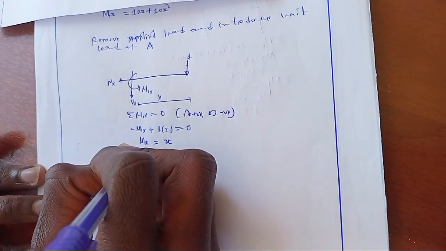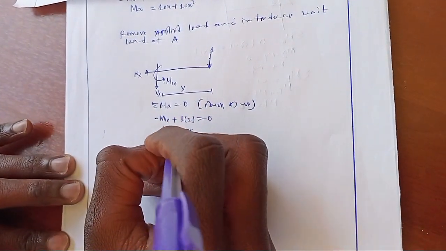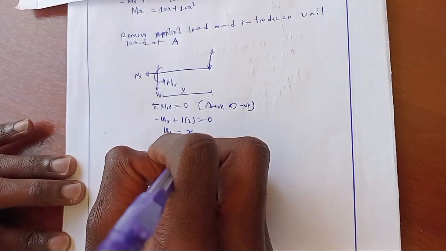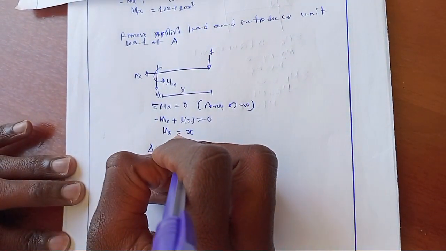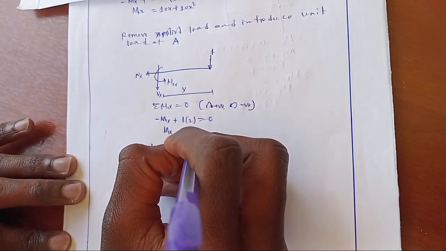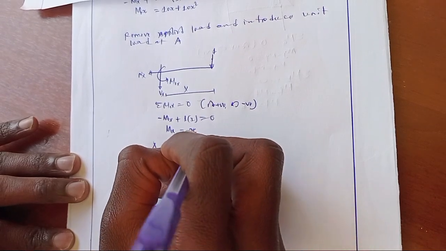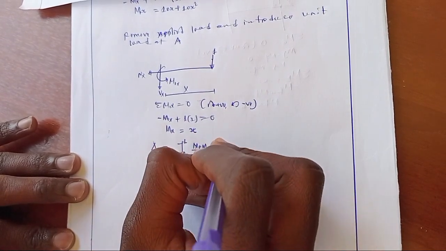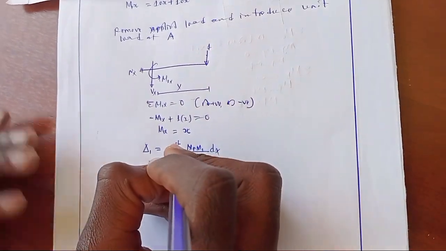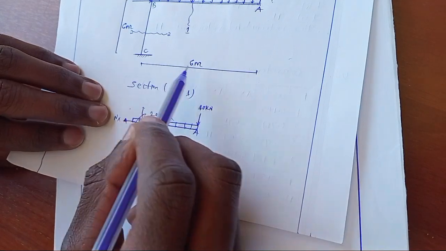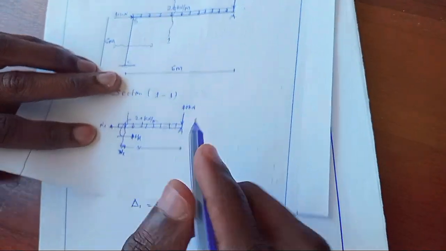So the deflection, let's say this is deflection 1 for section 1. It will be the integral from 0 to a certain distance of the moment due to applied load times the moment due to unit load over EI dx. Therefore, the deflection will be from 0 to, we take the distance from this point to this one. So its distance is 6 meters.